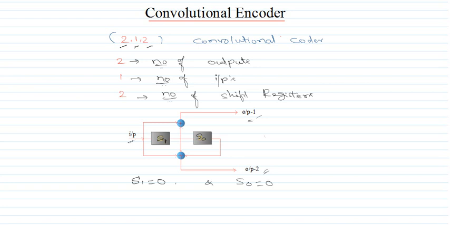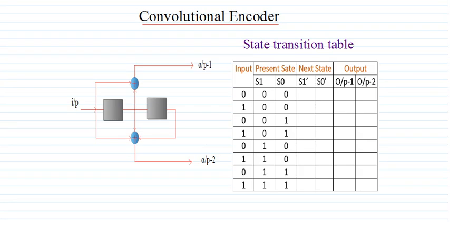Before the convolutional encoder begins to function, the contents of the shift registers, that is S1 and S0, are always considered to be 0, 0. So all shift register contents will be zeros before the convolutional encoder starts to function. Now let us understand how the convolutional encoder works. Here I have taken one input line, two output lines, two shift registers, and two XOR functions, or adders.